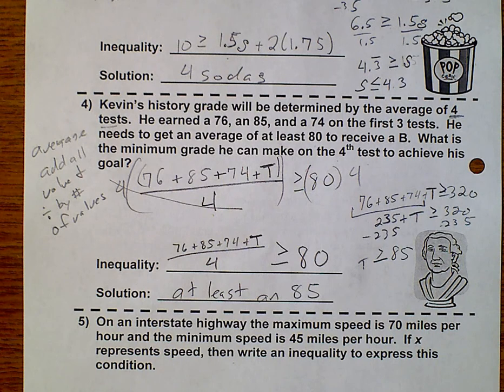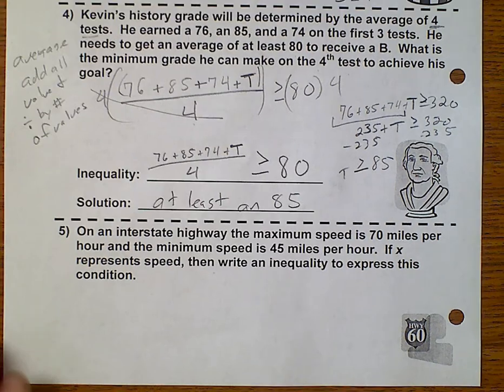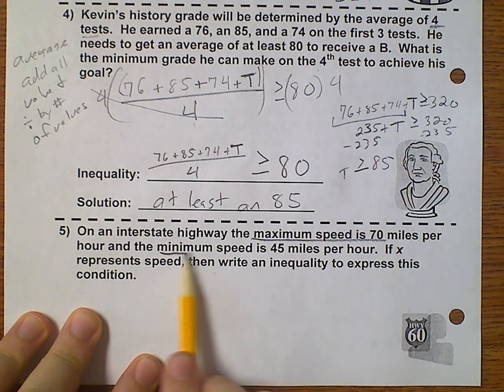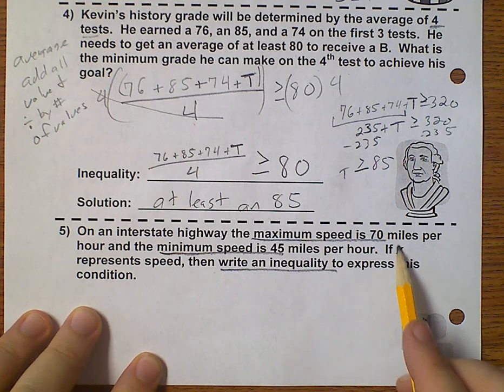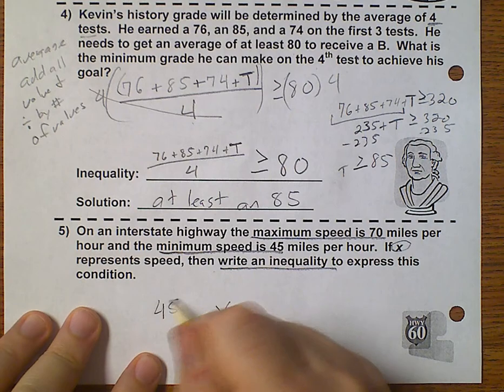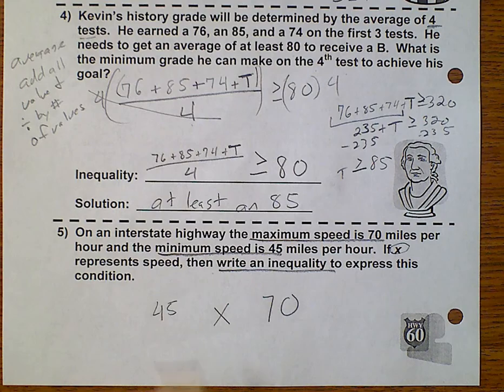We've got one more example. And here we're talking about an interstate highway where our max speed is 70 miles an hour and the minimum speed is 45 miles an hour. So max of 70, minimum of 45, and here we're just writing an inequality. Well, X represents our speed, and we want X to be in between 45 and 70. So I'm just going to literally put X in between 45 and 70.